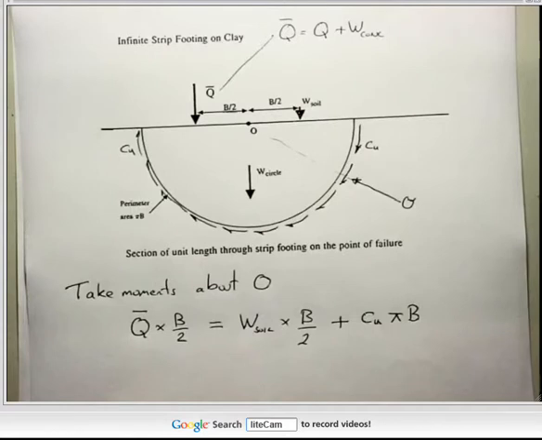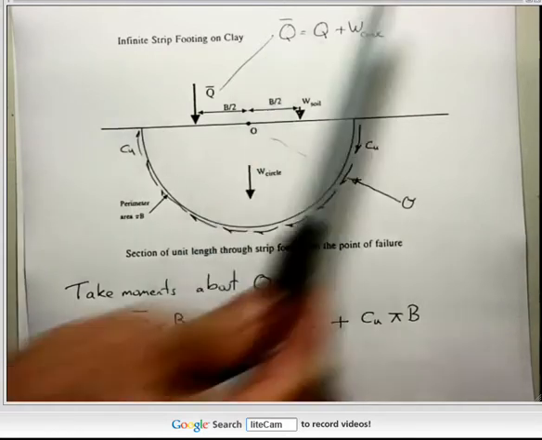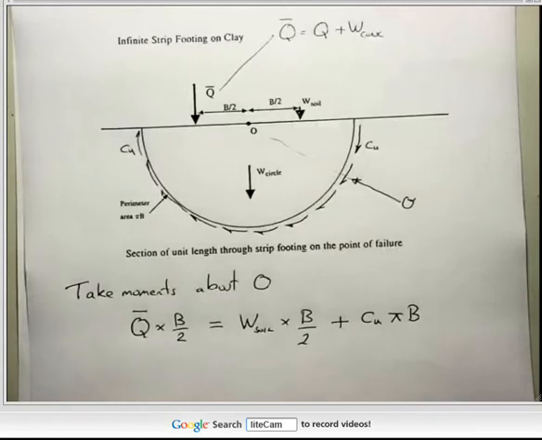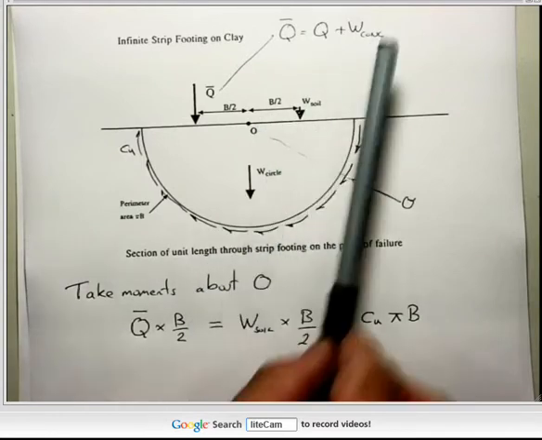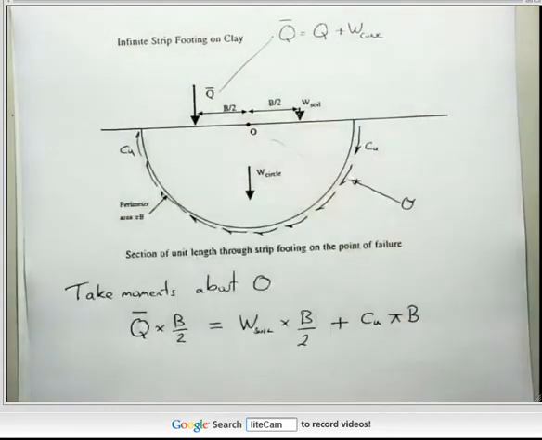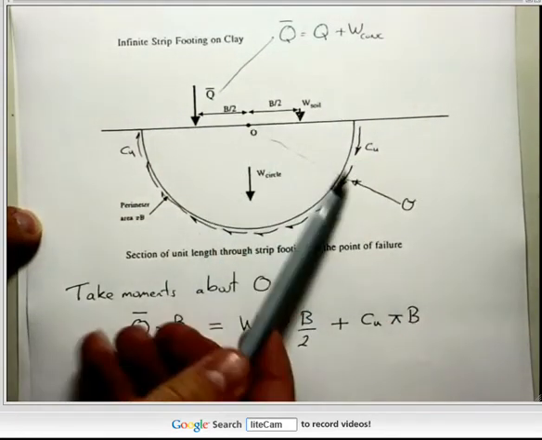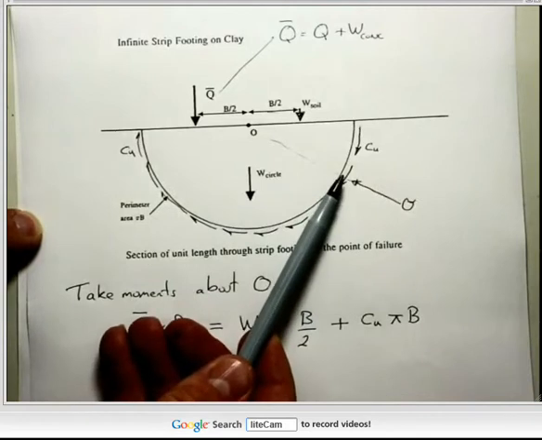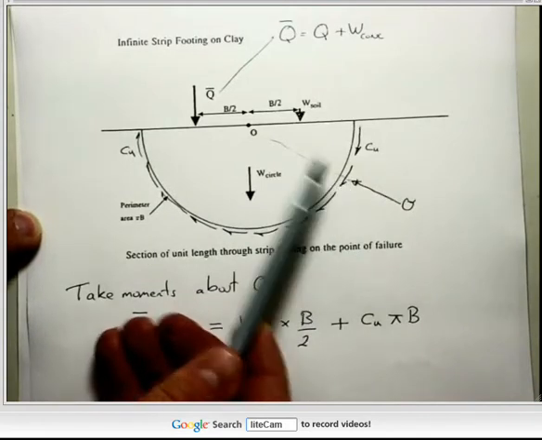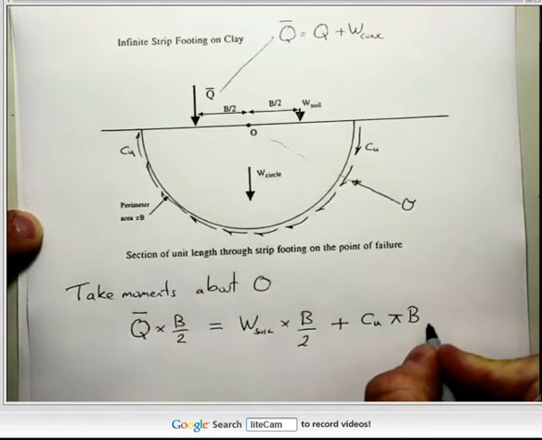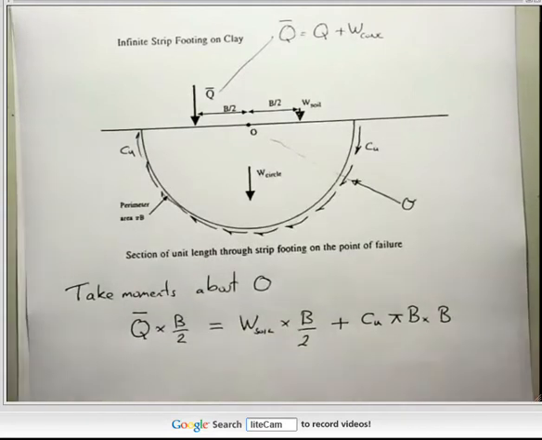The next thing to notice is everywhere around that surface, the shear stress is acting tangentially to the circle. So although the direction is changing around the surface, locally it's acting tangentially, locally its lever arm is B. So the lever arm is B.